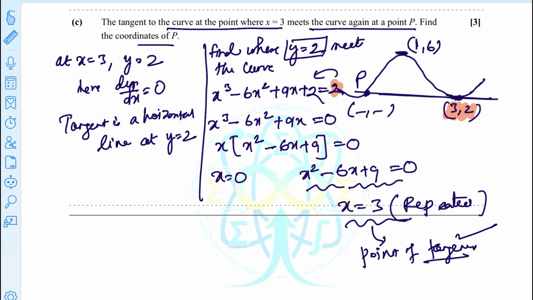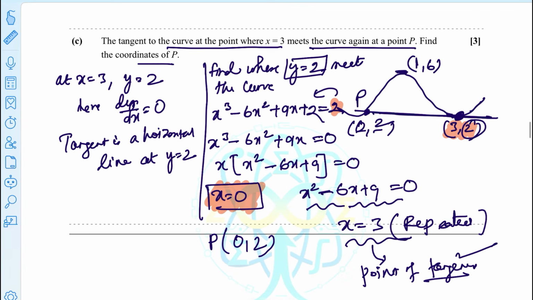Now I will take the other one, because the question is asking about the intersection. So we get P equals (0, 2), because this line is parallel to the x-axis, which means the y value is the same. Wherever it intersects, that will be (0, 2). That is the answer for this question, guys.